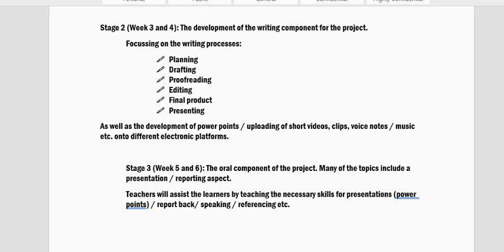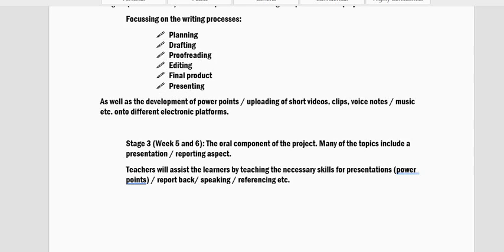In stage 2, that will take place in weeks 3 and 4, the writing project will be happening during this stage. They will plan, they will draft, they will proofread, they will edit and prepare for presenting already.